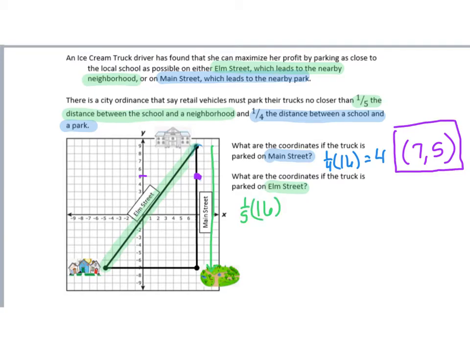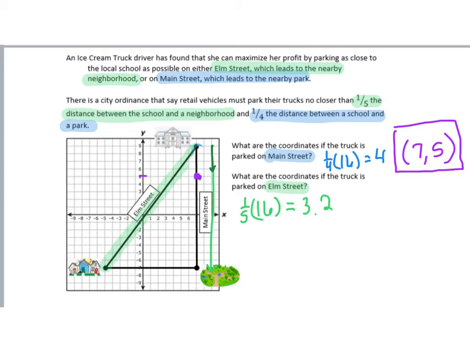So just like I did before, instead of 1/4 of 16, now we're going to do 1/5 of 16. When I do 1/5 of 16, 1 divided by 5 times 16 as a decimal, that's going to be 3.2. So I know I'm going to go down 3.2, but kind of along the diagonal. You'll see what I mean in just a moment.